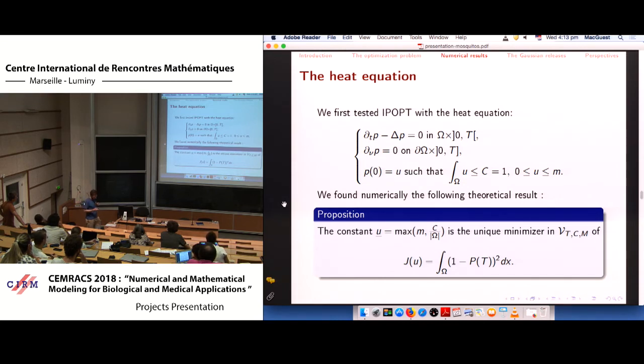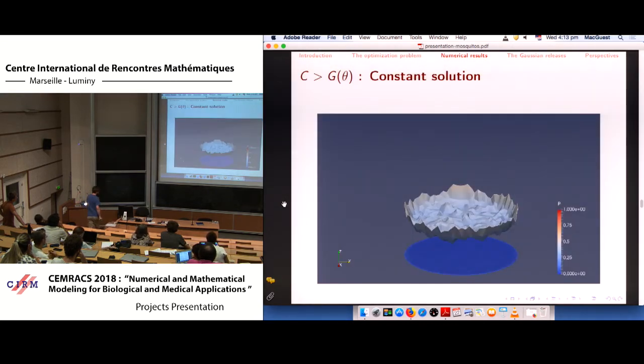So this is one of the first things that we wanted to find. In this case, it corresponds to when you have your constraint on the integral of the control being greater than g of theta. G is just the function that allows you to go from the density of mosquitoes to the proportion of mosquitoes in this case.